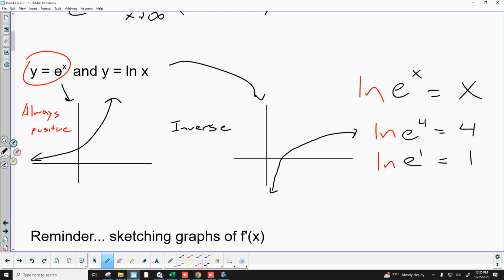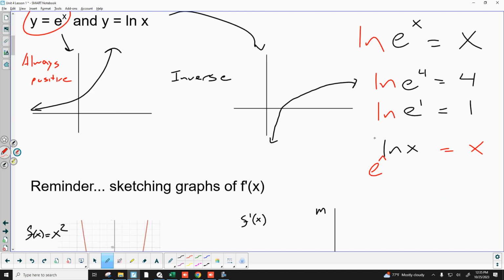Now, it goes the other way around. If you have a log, and you want to get rid of the log, you ask e to fight the log. E to the power, though, is what you do. That's a little caret symbol, just so I know that it's not multiplying. It's like underneath the log. And e to the log will fight each other to the death the other way and give you x. So e to the log 4 is just 4. Just like log e to the 4th.